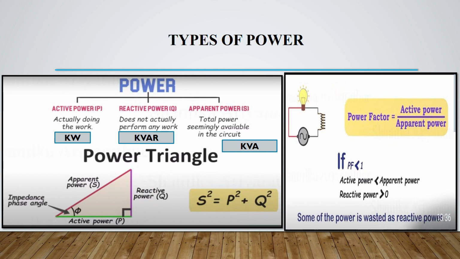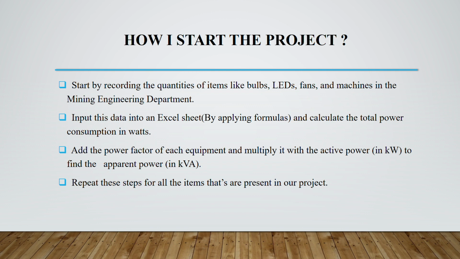How did I start the project? Start by recording the quantities of items like bulbs, LEDs, fans, and machines in the mining engineering department. Input this data into an Excel sheet by applying formulas and calculate the total power consumption in watts. Add the power factor of each equipment and divide the active power in kilowatts by it to find the apparent power in kVA, kilovolt-amperes. Repeat these steps for the items that are present in our project.